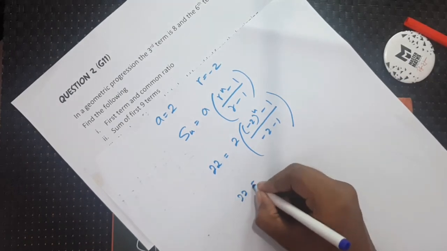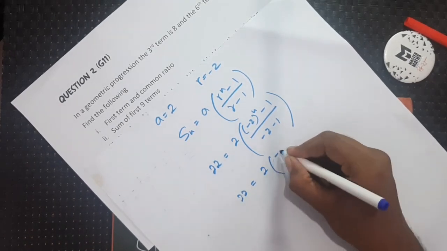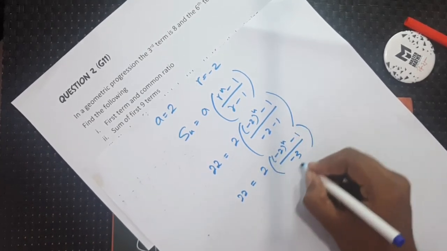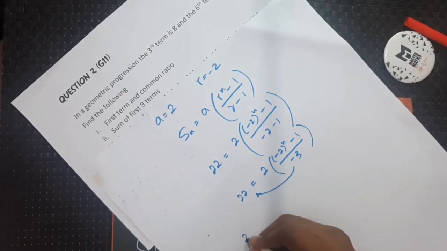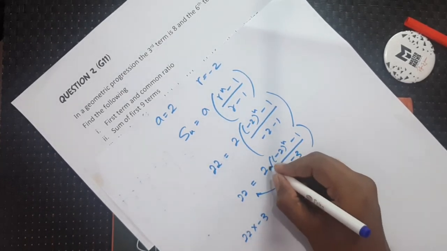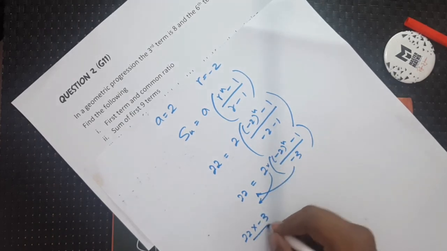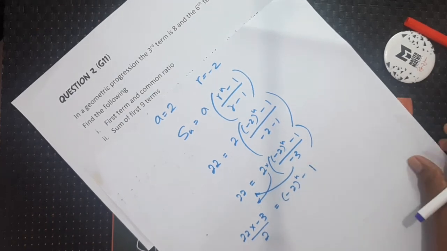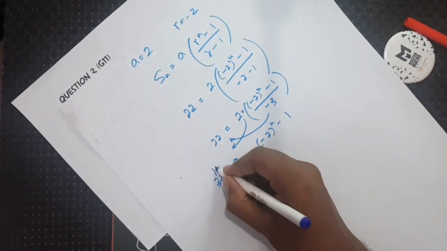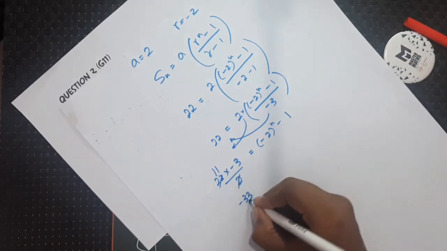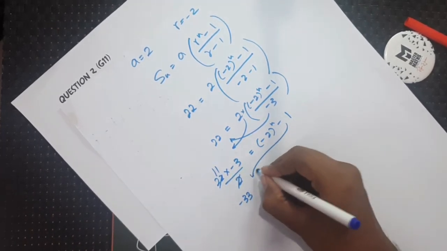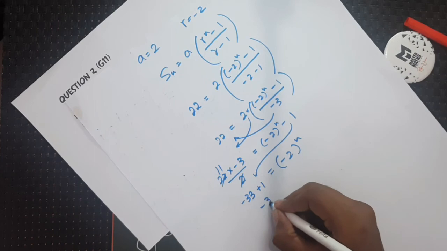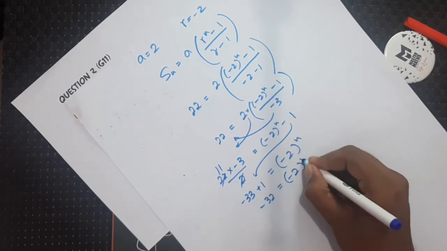So 22 equals 2 times (minus 2 to the power n, still we can't do anything here, minus 1). On the bottom we have minus 3. Take the minus 3 to the other side, it becomes 22 multiplied by minus 3. Take the multiplied by 2 to this side, it becomes divided by 2, leaving you with minus 2 to the power n minus 1. Here you can cancel off this 11. 11 times minus 3 is going to be minus 33. Take this minus 1 also to the other side, it becomes plus 1. Here you have minus 2 to the power n. So this becomes minus 32 equals minus 2 to the power n.